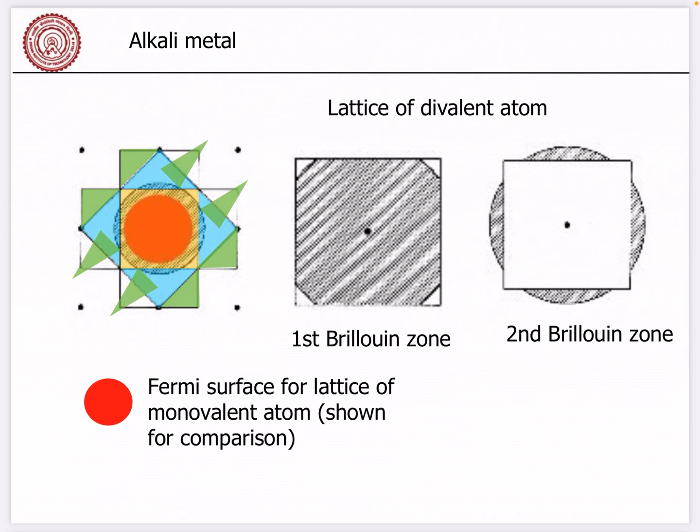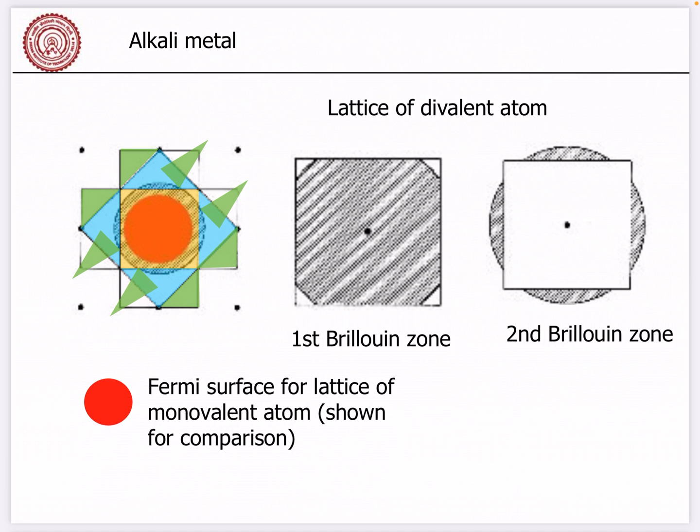So now let us consider the leftmost picture again. What you see here is the red circle. What I mean by this is you consider a solid of a monovalent atom, and this is a free electron picture. As you have figured out, monovalent will give you a half filled band, right? So therefore the first Brillouin zone is not completely filled. Okay, so it is the half filled band.